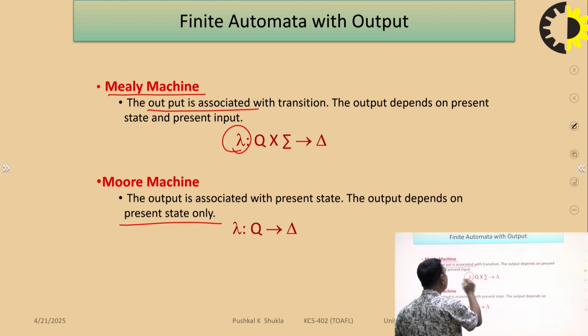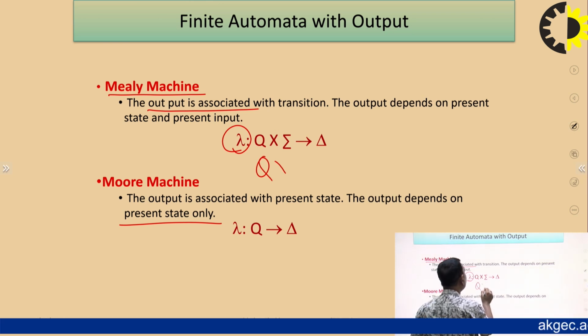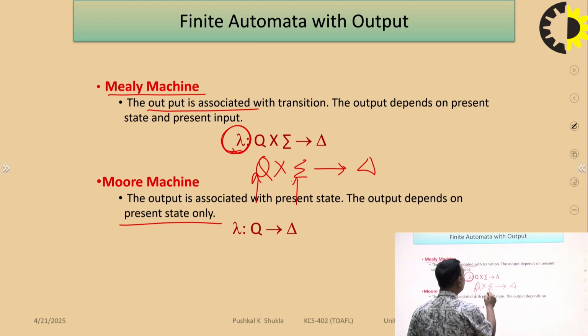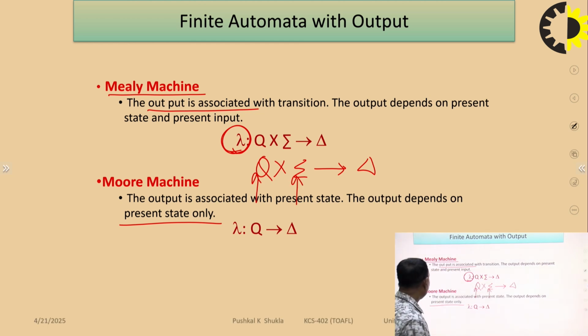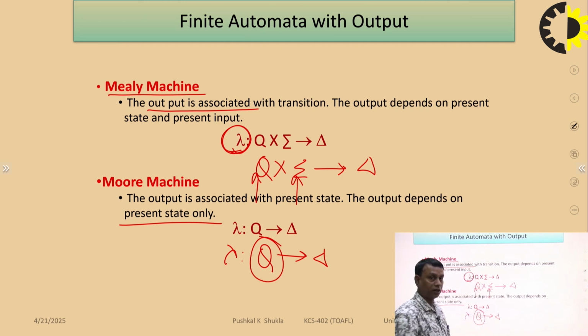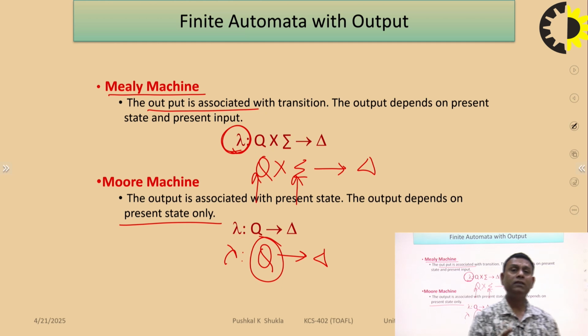Lambda here is the output function, and it is a mapping from Q cross the input alphabet sigma to delta. It means the output function is associated with the present state and the present input. But in the case of a Moore machine, the output depends only on the present state. So here the lambda output function is associated with the present state. So this is the difference in the output function.